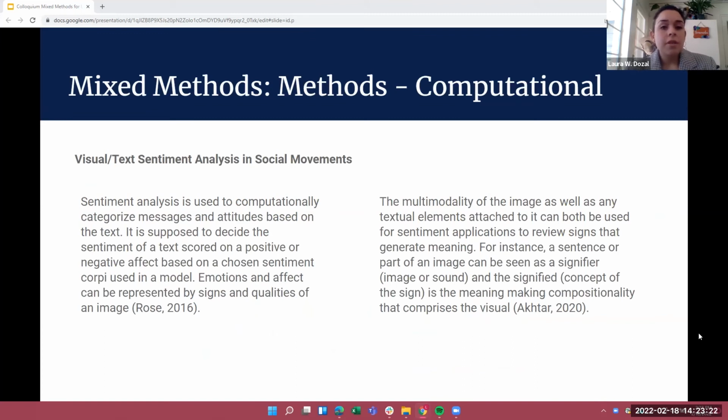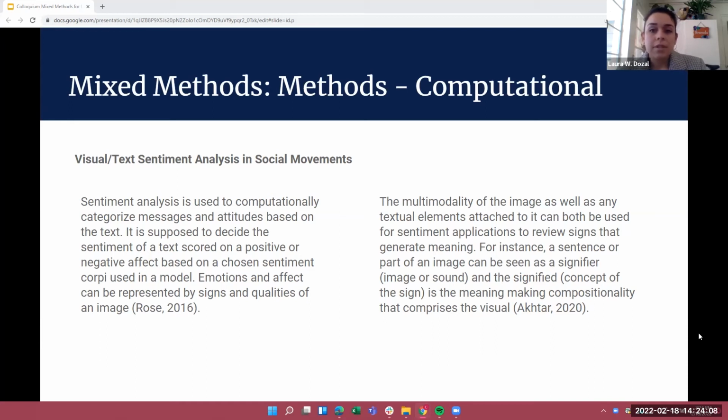So going deeper, visual and text sentiment analysis in social movements in particular looks at how emotions and affect can be represented by signs and qualities of an image. Essentially, my idea was to use sentiment via these images and apply it to social movement images. So the multimodality of the images, as well as any textual elements attached to them, can be used for sentiment applications to review signs that generate meaning.